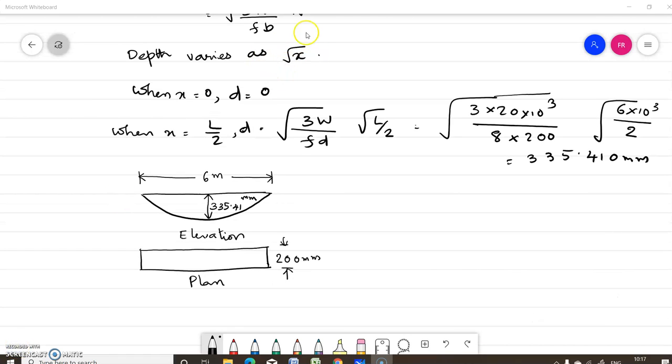So we have got the equation of depth varies with the root of x, that is x raised to 1 by 2. So the variation of depth is parabolic. So the depth of the beam is maximum at the center, which we have got 335.41, and minimum at the supports. The plan remains constant. Plan is same because the width is constant, that is 200 mm. Here the depth is varying. Okay, thank you.